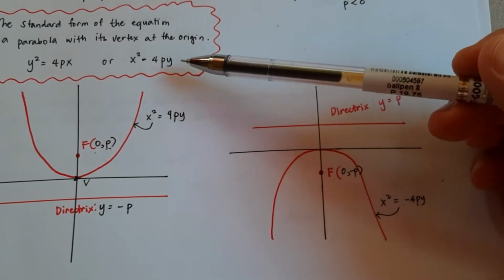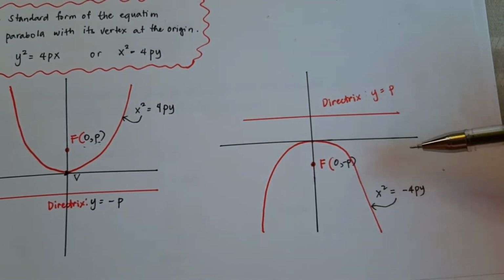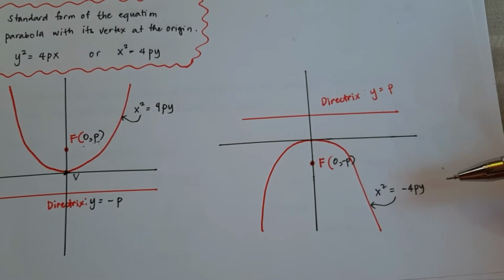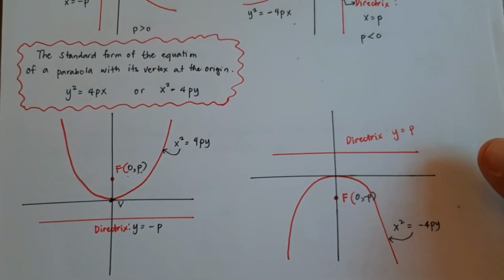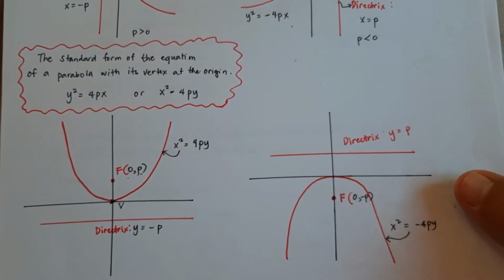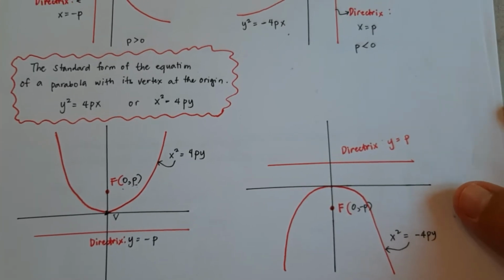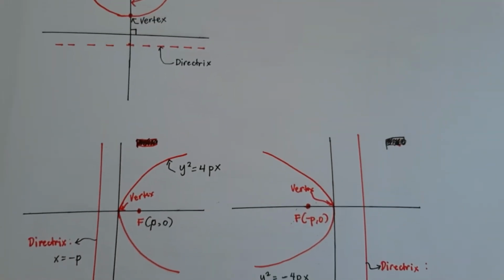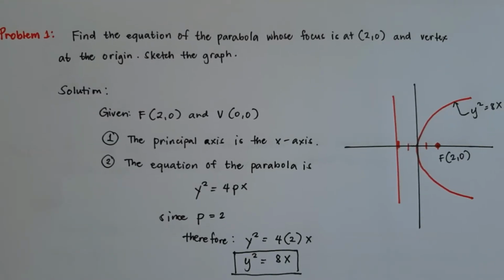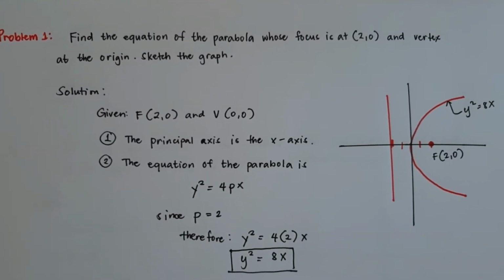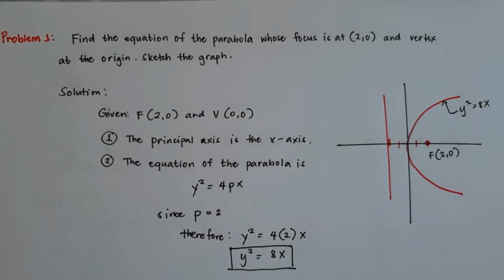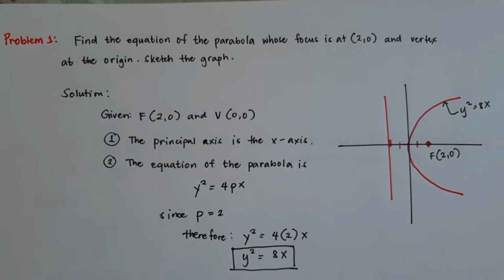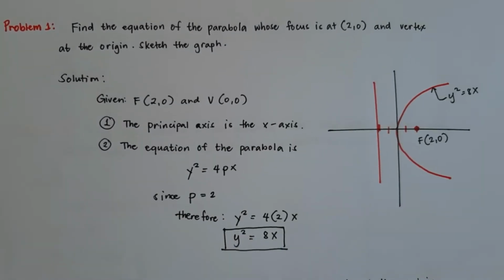Magiging negative lang siya kapag downward. So, that would be x squared is equal to negative 4py. Okay, so ngayon alam na natin ang properties and the geometric properties of the parabola. Let us now start with problem number 1. Find the equation of the parabola whose focus is at (2, 0) and vertex at the origin.